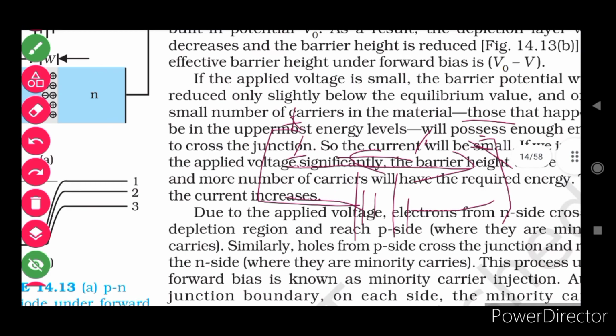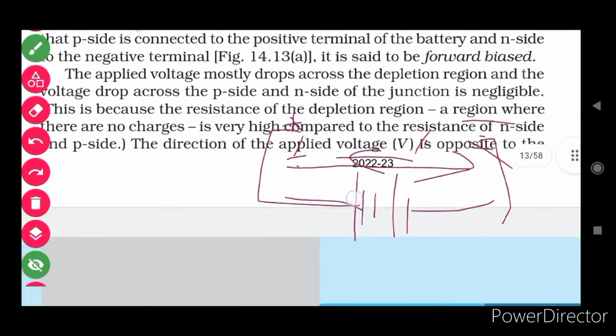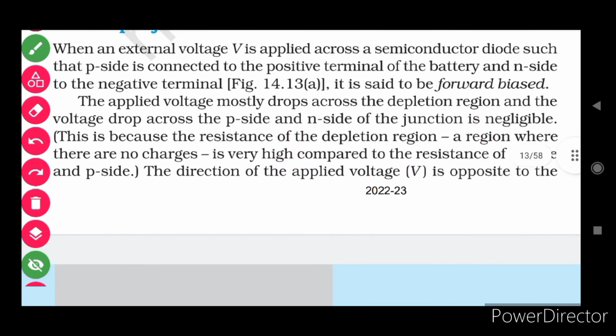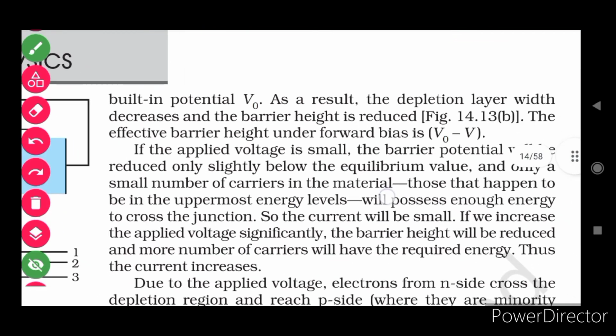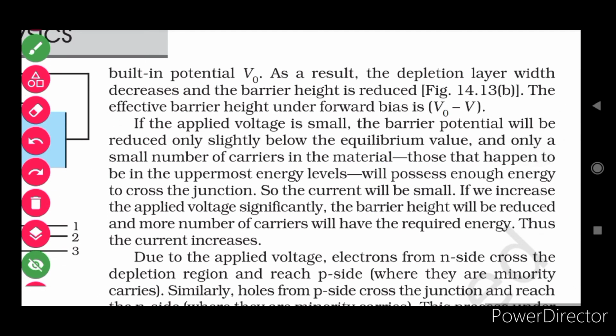And when it happens, a large amount of current will start flowing. So now the direction of the applied voltage is opposite to the built-in potential. As a result, the depletion layer will decrease, and a question can come in the exam, so you must know this: what will happen if we increase the voltage in forward biasing. The depletion region width decreases and the barrier height decreases. Now when the depletion region becomes zero, there is no barrier, and the electrons, the majority charge carriers, can go to the other side.